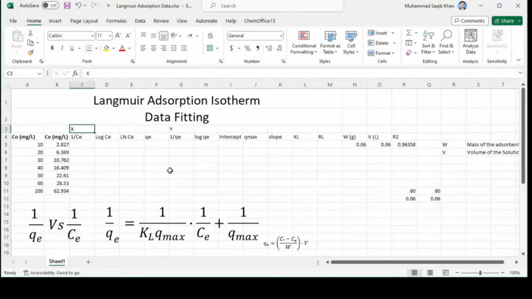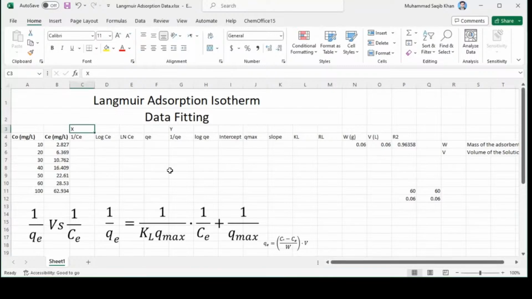Okay, now next is 1 over QE. This is our 1 over QE. Then lock QE the same way, I'll lock the QE value and enter. Copy the formula.